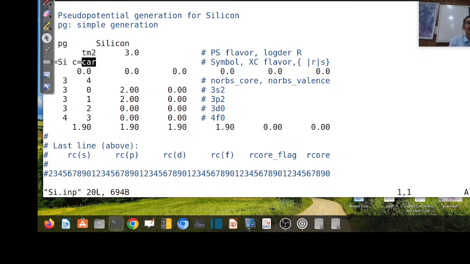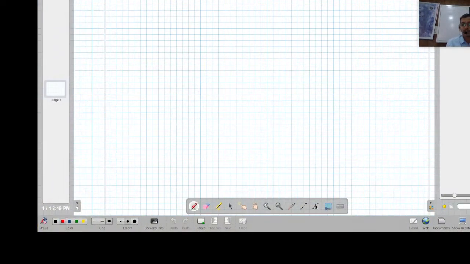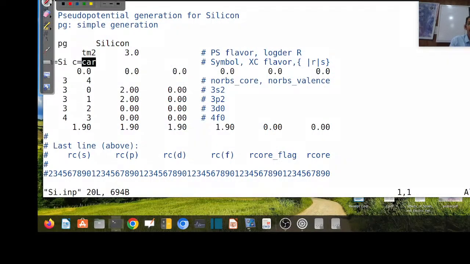Then let me come to the last very important point. This is basically the scale. This is a very important point. If you don't follow this step, then there always occurs an error and pseudopotential will never be generated. If you miss one column, then pseudopotential will not be generated. Files will be empty, and a PSF file will be generated, but that is empty. So it's a very important point.